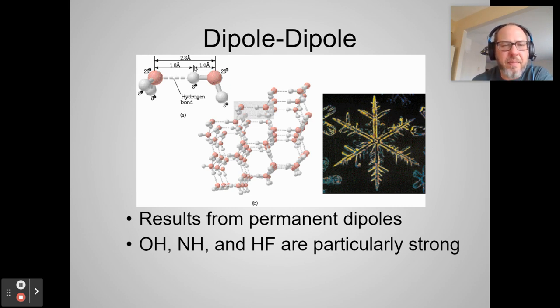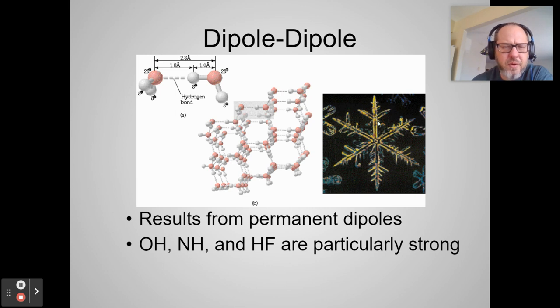Because the bond, the intramolecular force between the hydrogen and oxygen within the water molecule, is only 1 angstrom. The attraction, the distance between the particles that are attracted to each other, is 1.8 angstroms. So it's a little less than twice as far away. That means it's very close, a very strong attraction. And water will arrange itself into this crystal structure when it freezes, and this is a snowflake under electron micrograph.